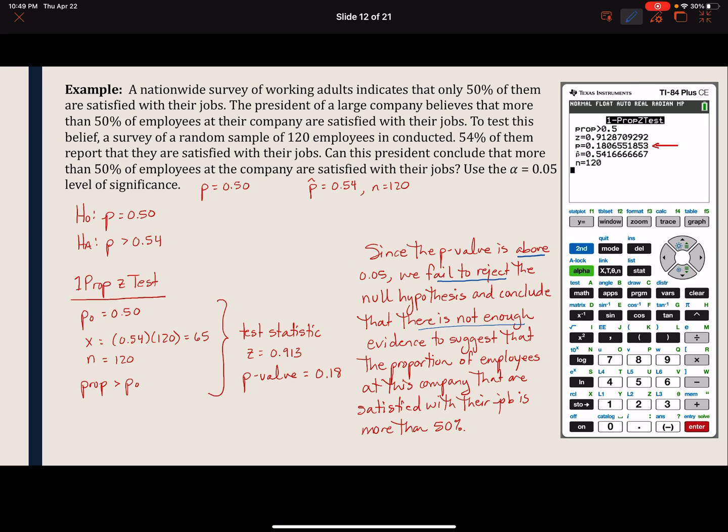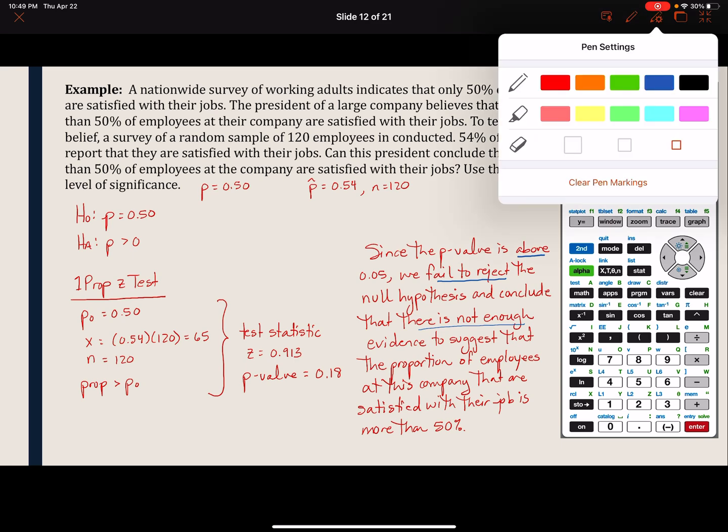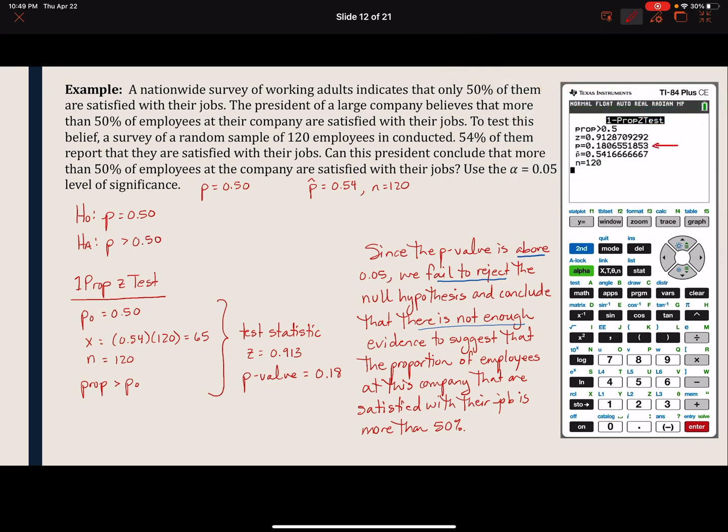There's not enough evidence to suggest that the proportion of employees who are satisfied with their jobs is more than 50%. I have an error here. Oh my God, I wrote 54 there. That is really bad. This is 50, guys. I'm so sorry. Wow, I can't believe I put a 54 there. Your hypotheses are always the population proportions, and it's always the same. If I'm using 50% for the null hypothesis, I'm using 50% for the alternative hypothesis. I apologize. So we are saying that we don't have enough evidence that it's more than this 50%. All right, in the next videos, we're going to do the t-test.